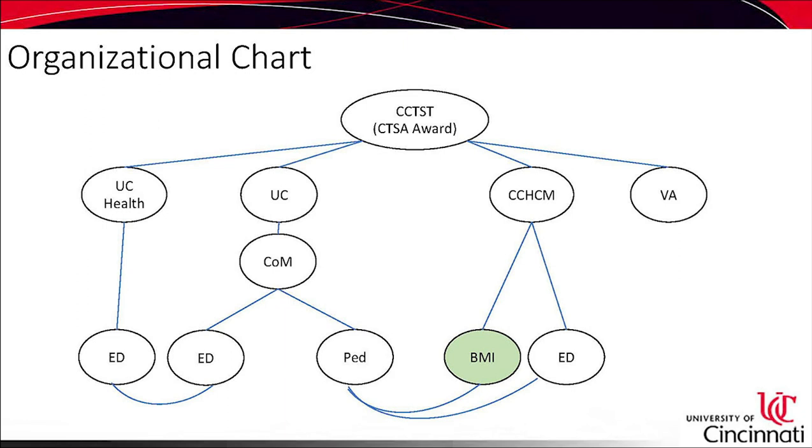And this is the structure. It took me, I wouldn't say years, because I was only working there 2 years, probably months to figure out the structure over here. So UC, University of Cincinnati, Cincinnati Children's, the VA, and then the UC Health. UC Health is like Penn Medicine over here.